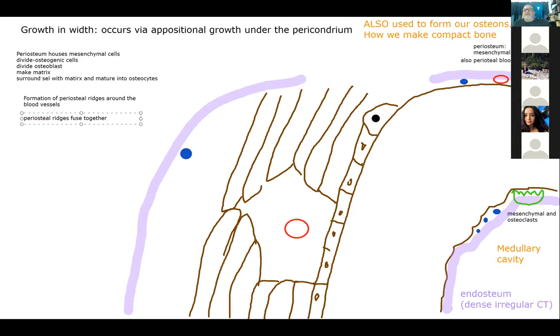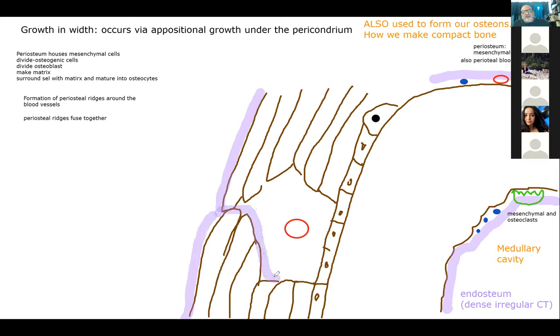Now, let's think about this. As we know, the periosteum is still present on the surface of these periosteal ridges. But if you think about it, that periosteum is also lining this space that is forming around that blood vessel. And so notice what happens when this ridge fuses together. It basically pinches off this piece of periosteum around the blood vessel. So a small portion of the periosteum is trapped in the space around the blood vessel.